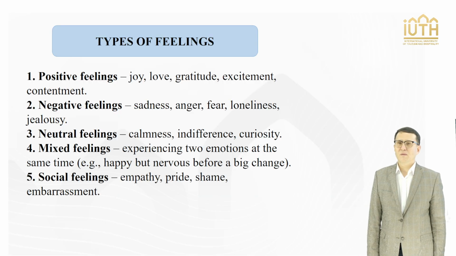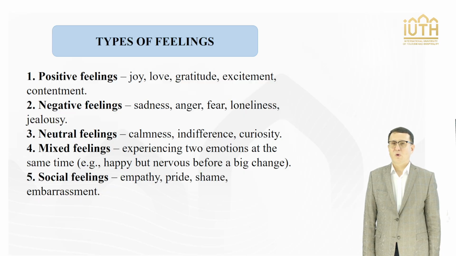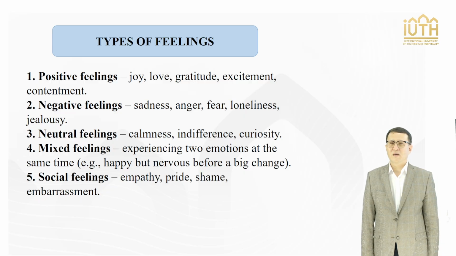There are 5 types of feelings, and you can see them on the screen. First one, positive feelings: joy, love, gratitude, excitement, contentment. The second one, negative feelings: sadness, anger, fear, loneliness, jealousy. The third one, neutral feelings: calmness, indifference, curiosity.